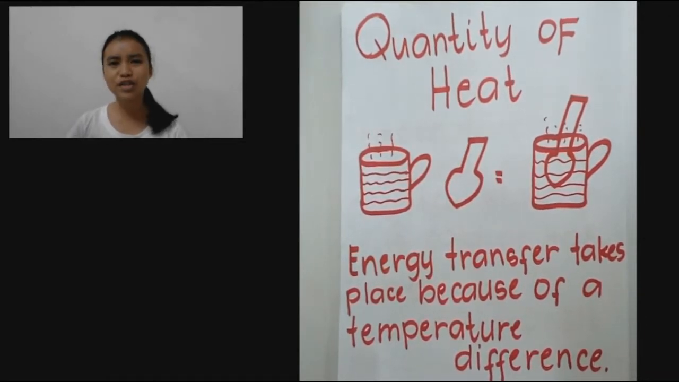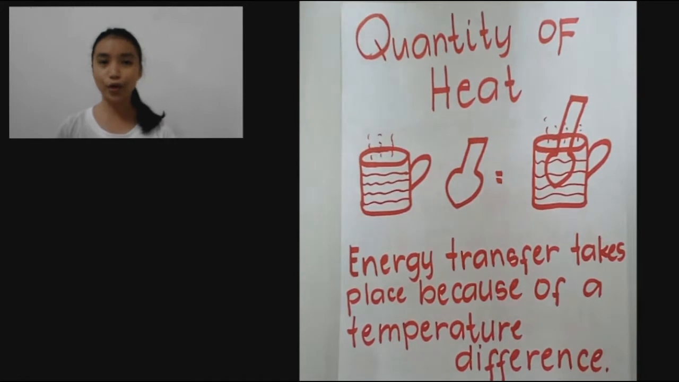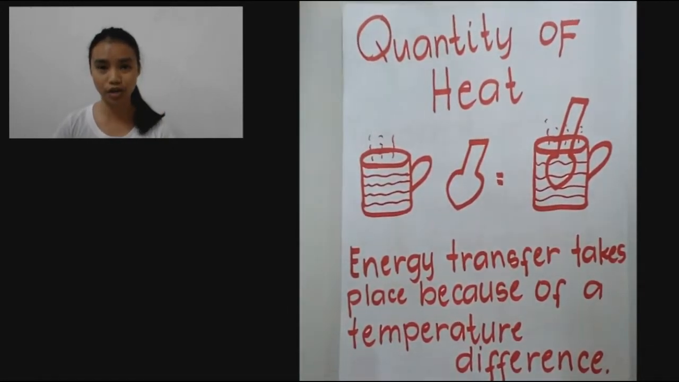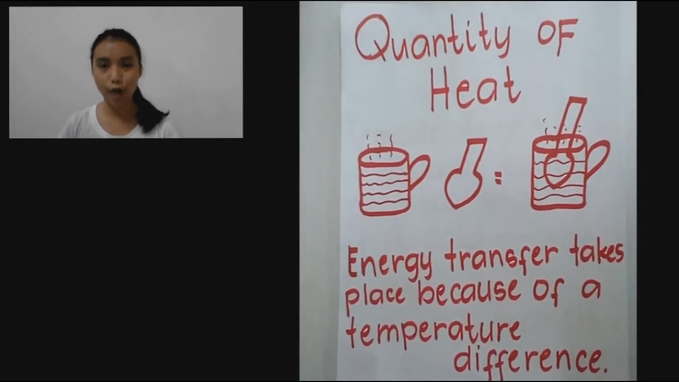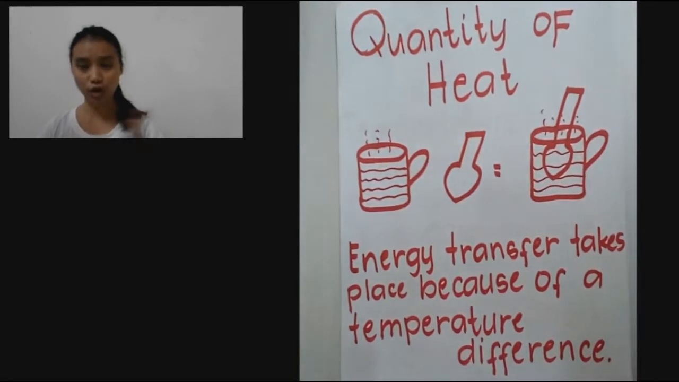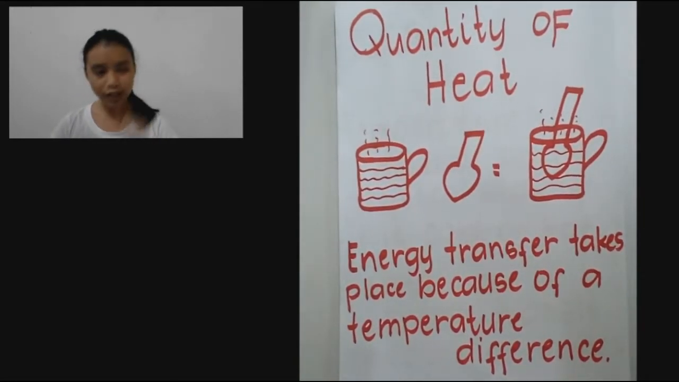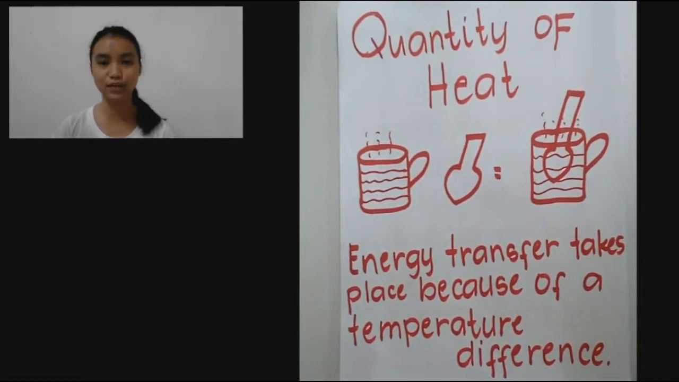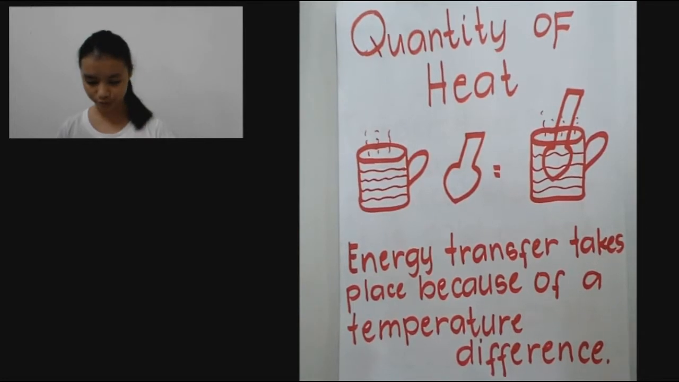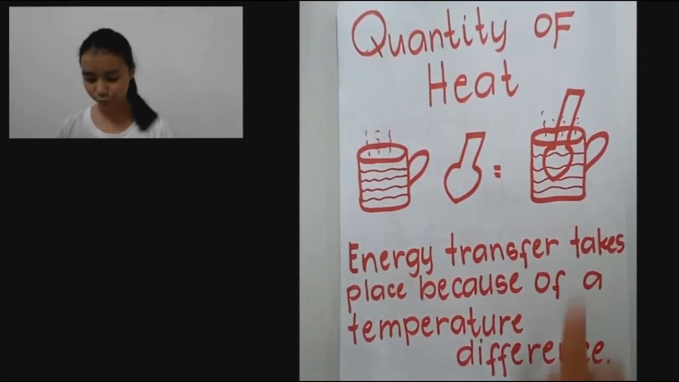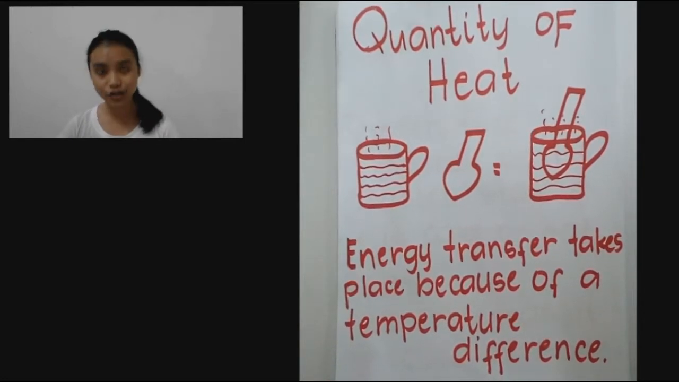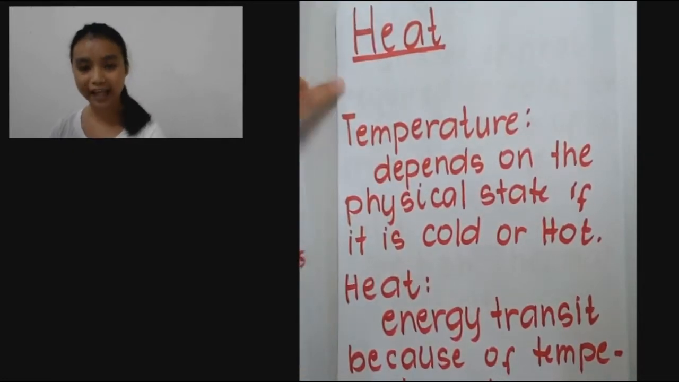So let's recall, what is thermal equilibrium? When we say thermal equilibrium, two systems in physical contact with each other have no heat transfer because they have the same temperature. Okay, back to our situation. The cause of the temperature change is the energy that transfers from one substance to another. Energy transfer takes place because of a temperature difference, and that energy transfer is what we call heat.